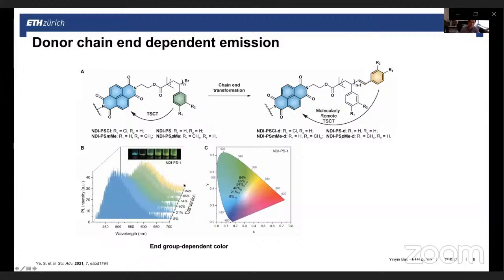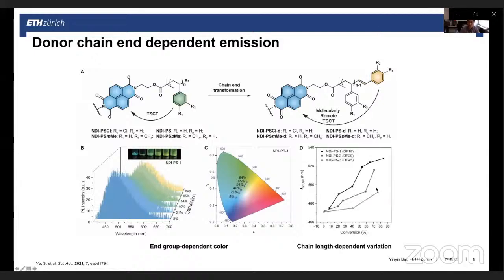So we control this conversion of the end group by a specific reaction. We can see when we increase the conversion of this end group, the color of the polymers changes from blue to yellow-green, and this correlates very well with the end group effect. We also tried different chain lengths of these polymer systems. When increasing the polymer chain length, we found that this end group effect was reduced, because the end group and the fluorophore are further apart than in the short polymer chains. So the charge transfer efficiency decreased.